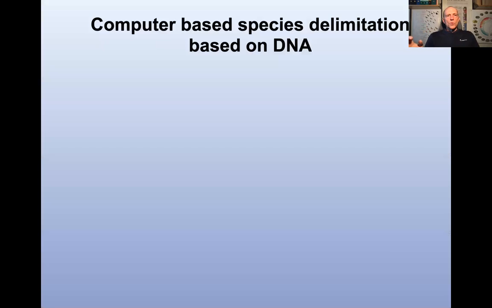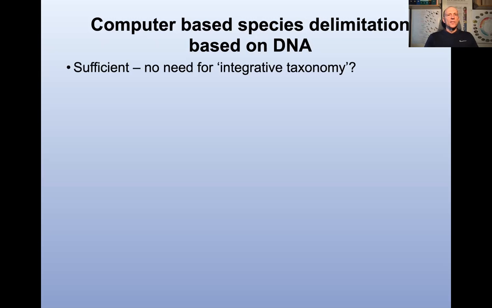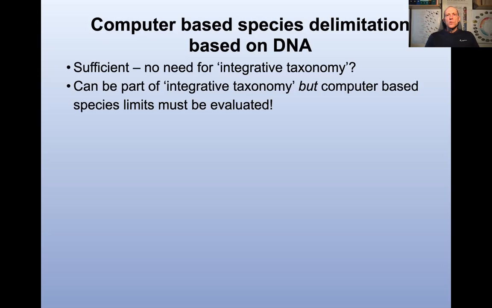So I'd just like to touch very briefly on computer-based species delimitation based on DNA, which has gained some popularity in recent years. So you could ask, is this all you need? Is this a magic wand? Is there any need for integrative taxonomy? And I would say, yes, we do still need integrative taxonomy.